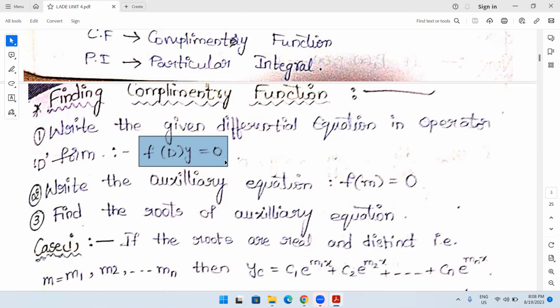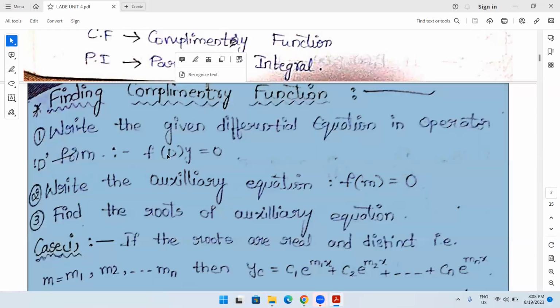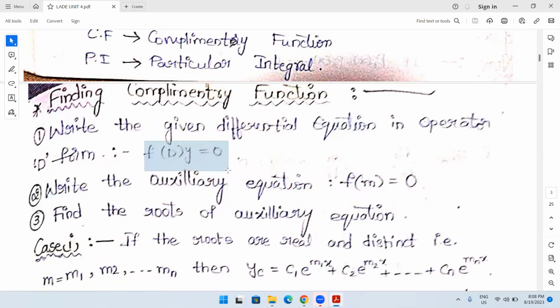Okay, maximum they give you in the operator D form only. Only 2 steps are important. The second step is write the auxiliary equation f of m is equal to 0. What is f of m is equal to 0? So here f of D y is equal to 0 now.